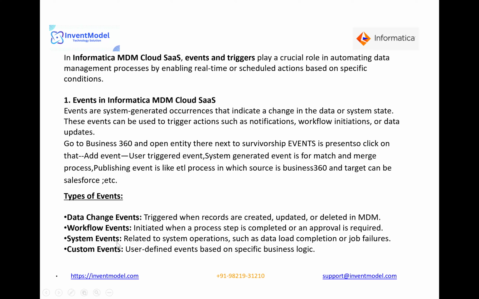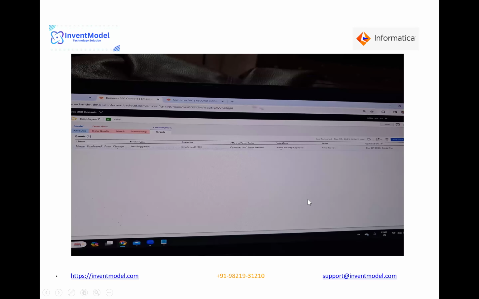Next is system events. These are related to system operations such as data load completion or any job failure. Next is custom events. We can customize events also. These are user defined events based on certain business logic that the user wants to customize. So these are the types of events.